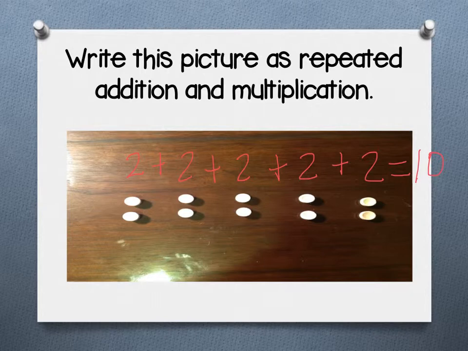How many groups do we have? We have 1 group, 2 groups, 3 groups, 4 groups, 5 groups. So I could write 5, and then my multiplication sign is groups of. One more time, groups of. 5 groups of, and in each group, how many are there? There are 2. 5 groups of 2 is equal to 10, same as adding them.